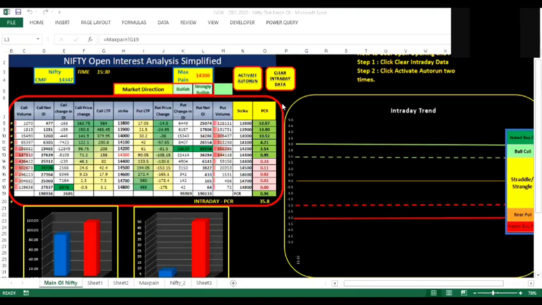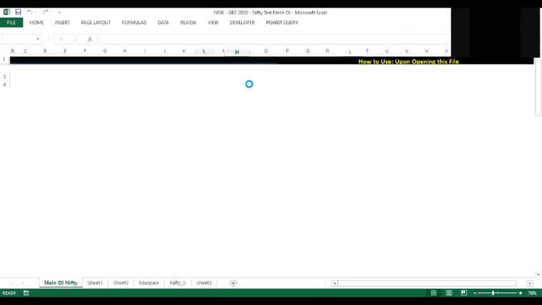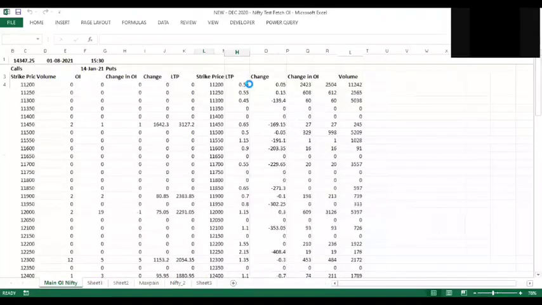I didn't get you. Otherwise, let me try and explain how it happens. Once you click the activate auto run button, within a few seconds, it starts pulling the data. I'm just pressing it. So therefore you are able to see something is happening.